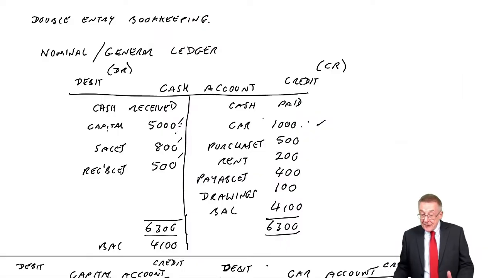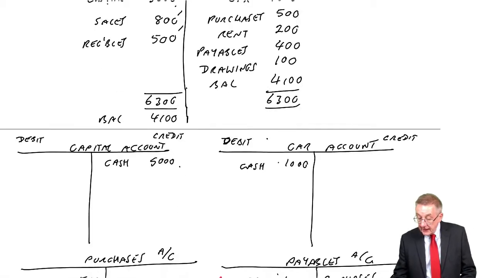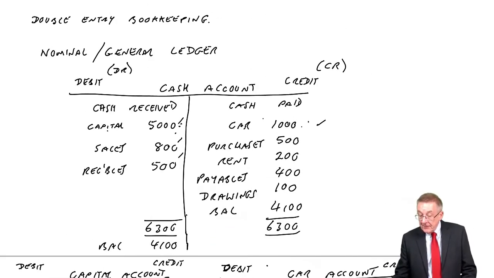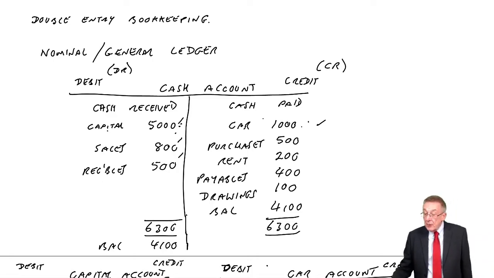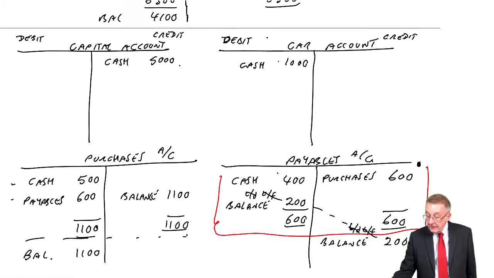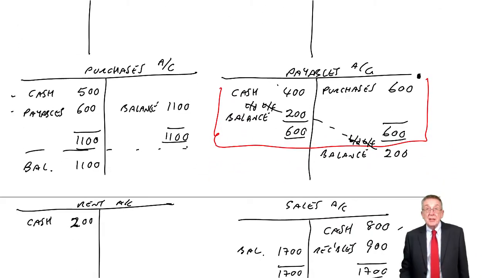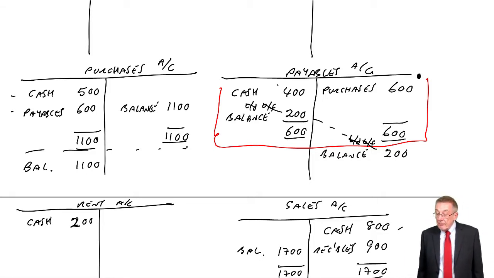All right, this is the final lecture on double entry bookkeeping. And remember what we've done so far. We recorded all the transactions in our first example, debit, credit, debit, credit. So they're all recorded in our T accounts. We then went and took a balance on every account. So we know that the cash at the end is 4,100. We know that the total purchases for the period were 1,100, and so on.